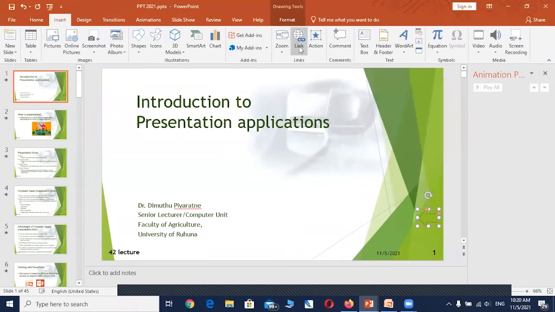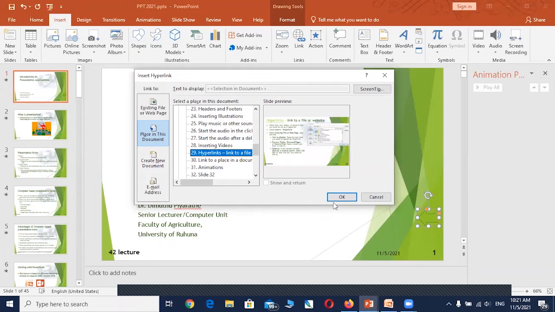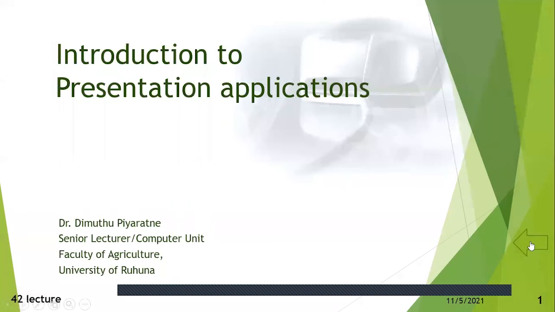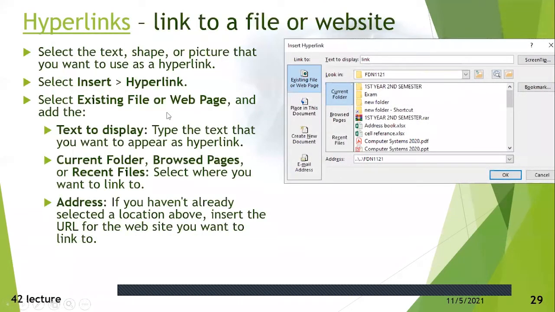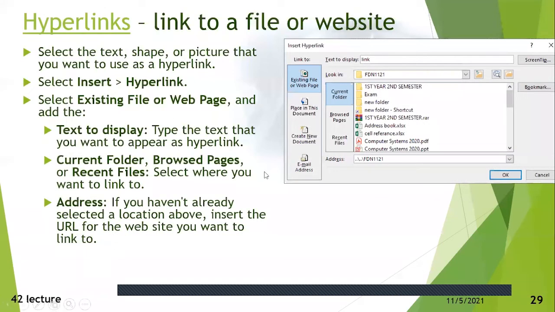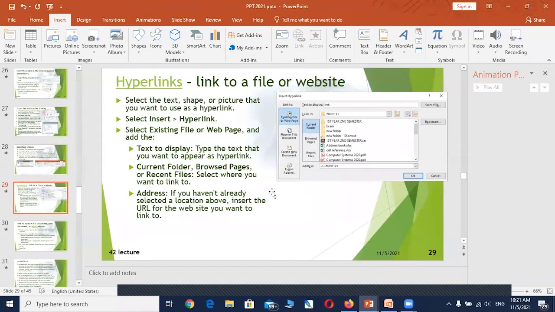Click Link, select Place in This Document, and then select your slide. It came here from 29, so click OK. Once you come here, you can click this one to go back to that slide. If you use these hyperlinks within your slides, you need to create another coming-back hyperlink. If you want to explain something, you can click this and go there, explain it, then click this and come back. Then you can go to another slide. That is important.